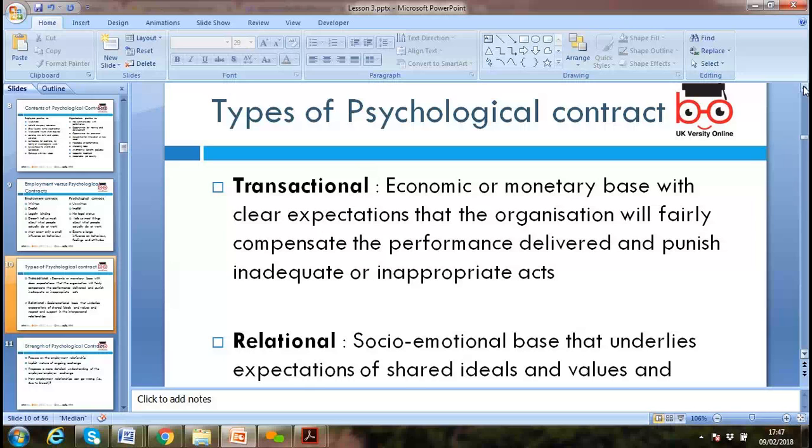Are you working in an organization? Yes. Okay, what are you expecting from your employer? What am I expecting? Well, I expect them to have a contract.